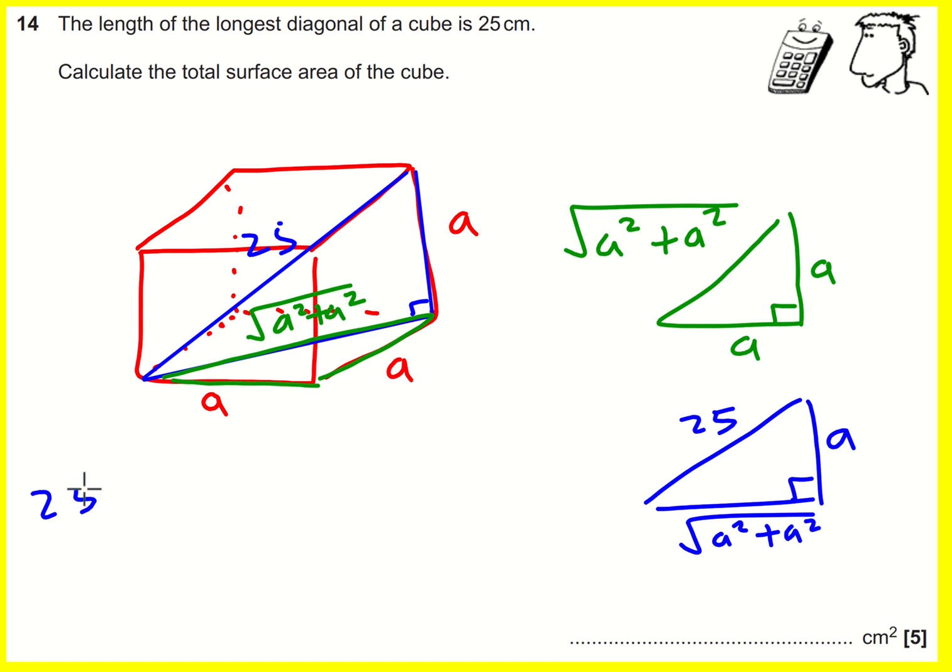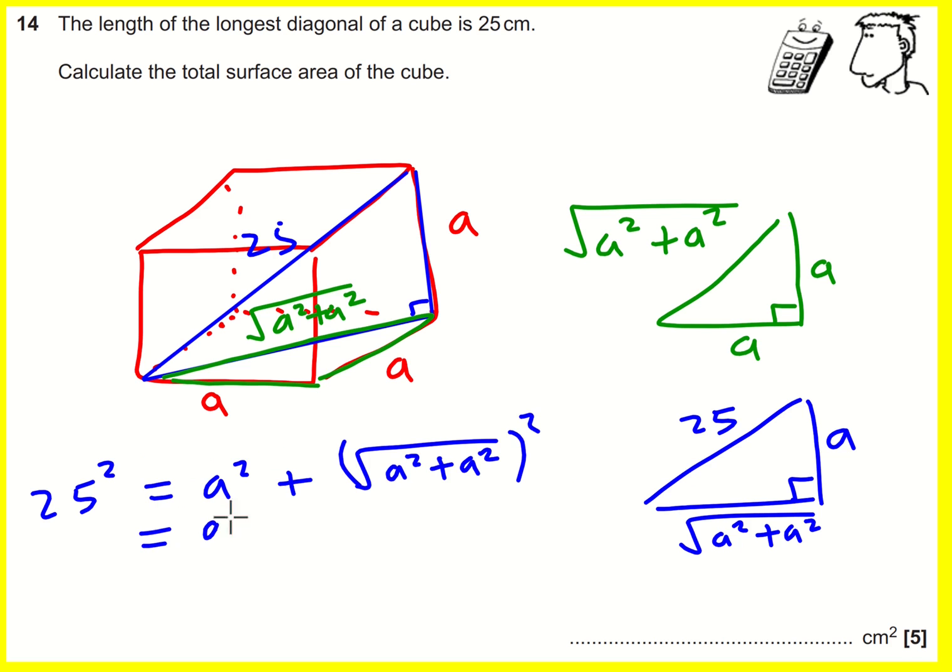I can write down the fact that 25 squared is equal to A squared plus the square of the square root of A squared plus A squared, which is actually equal to A squared plus A squared plus A squared. And I bring this formula in because this is actually an example of a 3D Pythagoras, and you can always do this. If I change the sides to A, B, and C, and it was a cuboid, for example, then the square of the longest diagonal would be A squared plus B squared plus C squared. It's a really nice result.